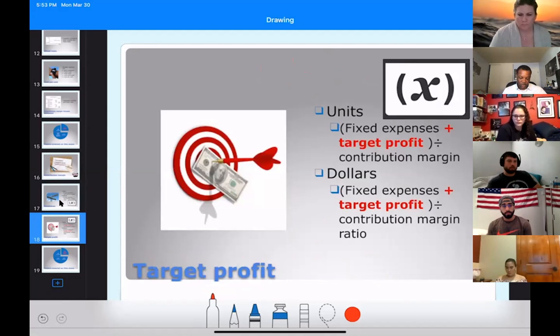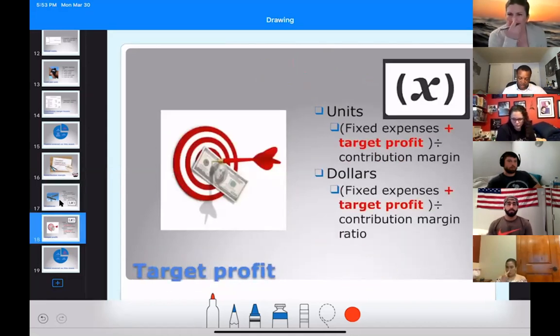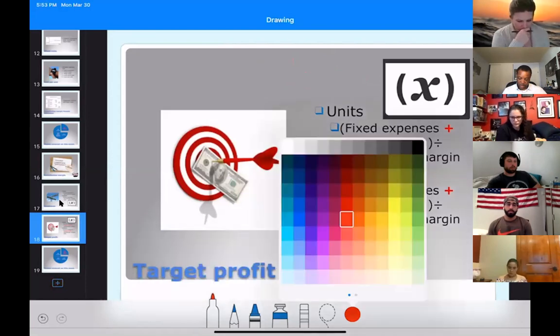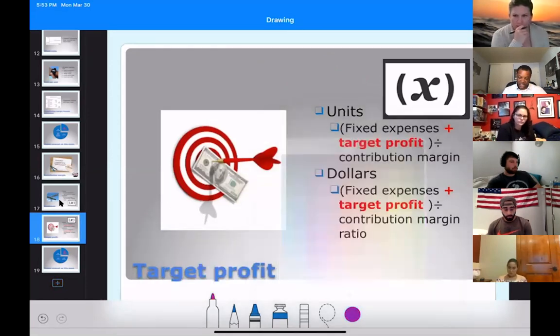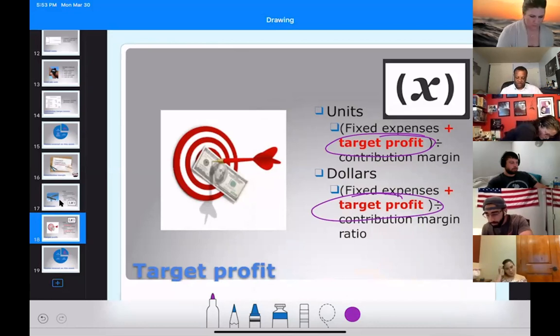And the only difference between target profit and break even is we're adding in how much profit you want to generate. Your goal is to generate $1,000 a month in target profit, well then this is the amount you need to sell, right? Or this is the amount of revenue you need to generate in dollars in order to achieve whatever that target profit is.